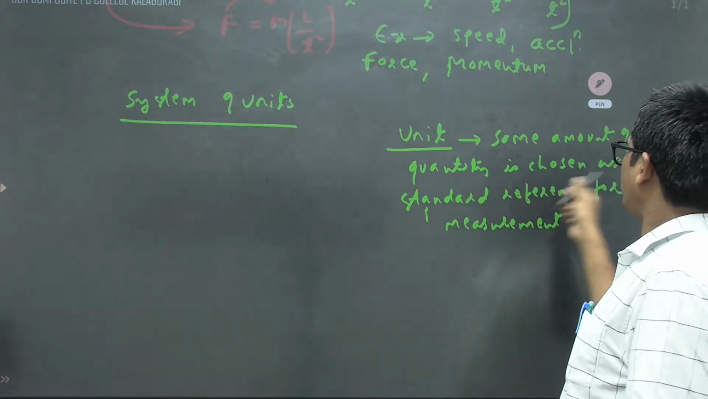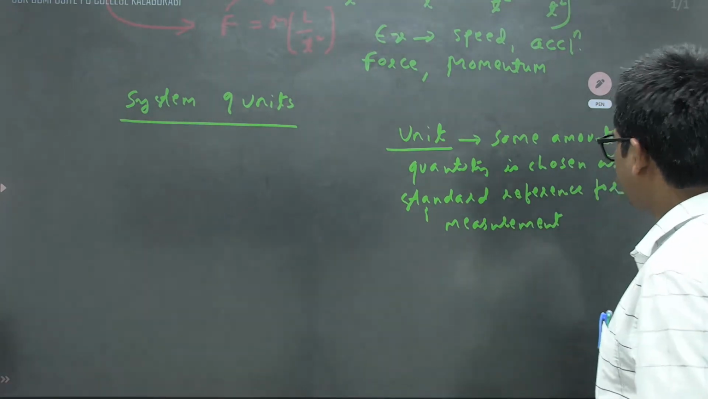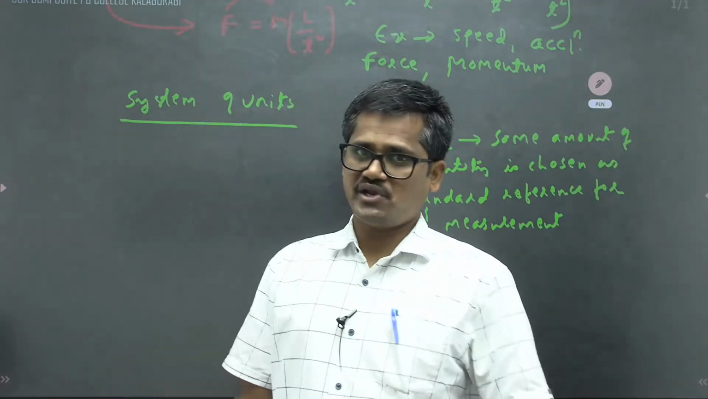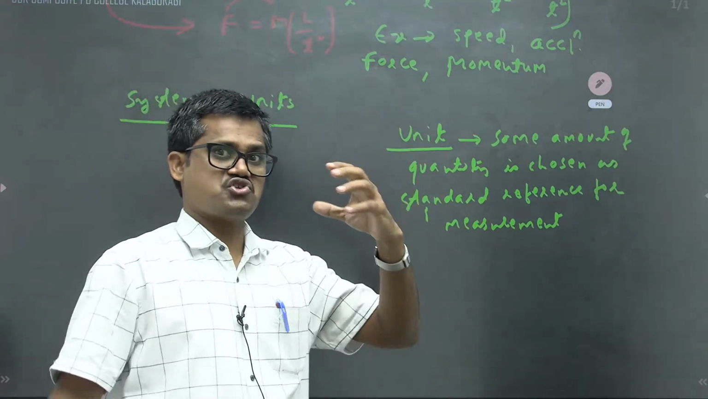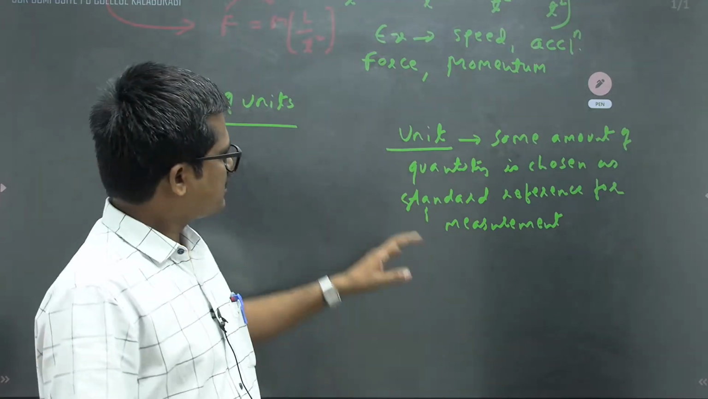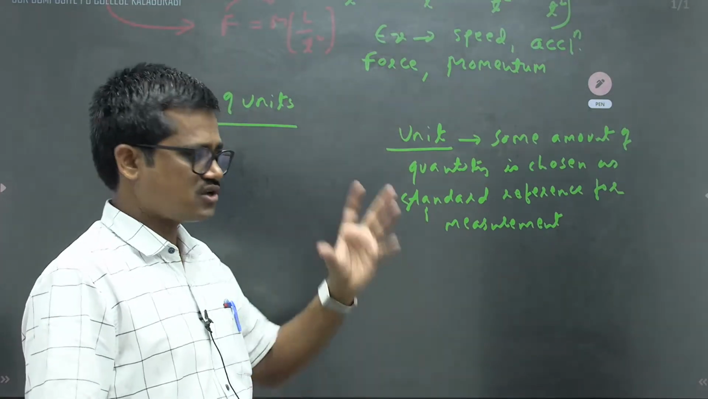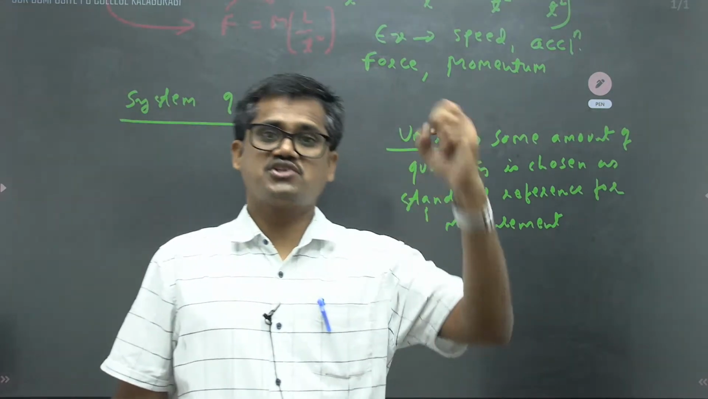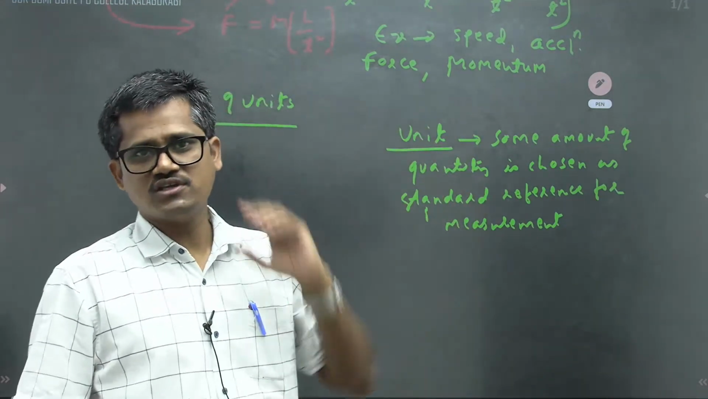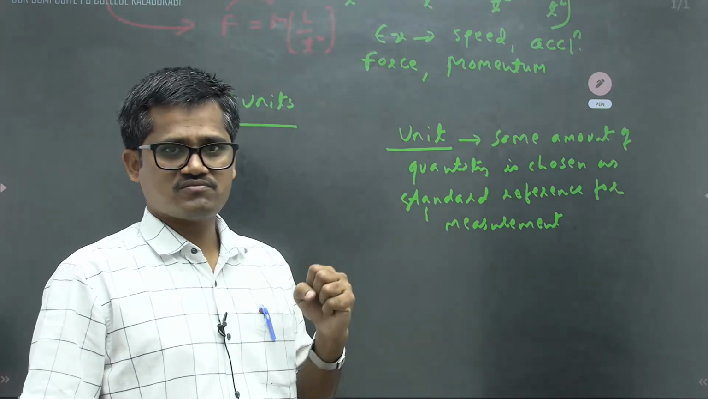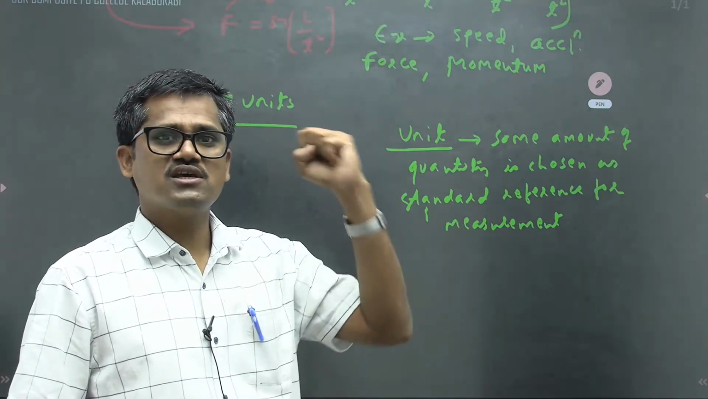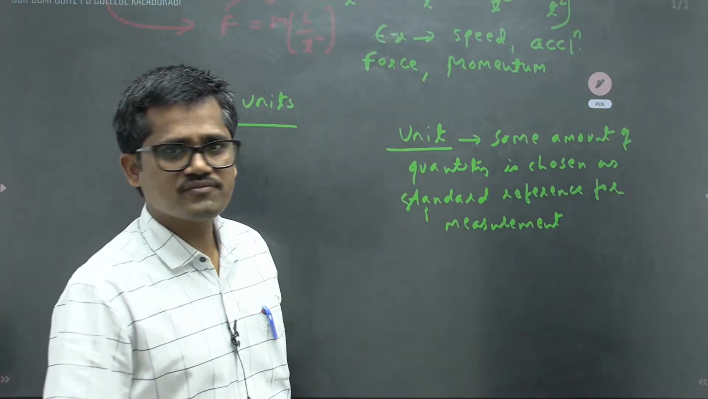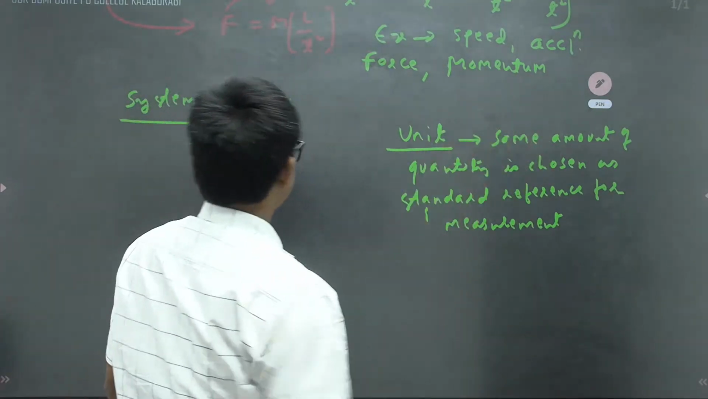Some amount of quantity is chosen as a standard reference for measurement. A particular length has been given the name meter. That meter is a standard amount of length that is called a unit. Like a standard amount of one particular mass is chosen as standard, that is called kg. Some particular amount of time, like 1 second, has been chosen as the standard reference, that is the unit of time. Likewise, this is the definition of unit.